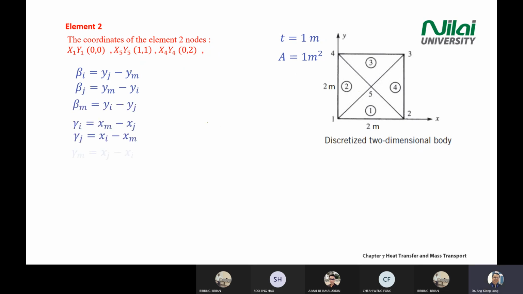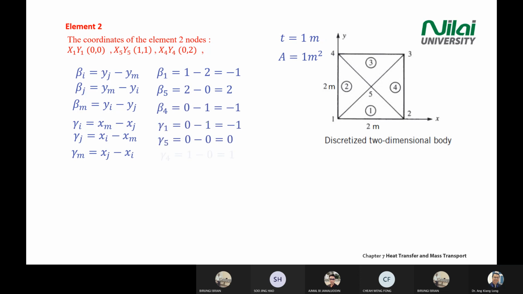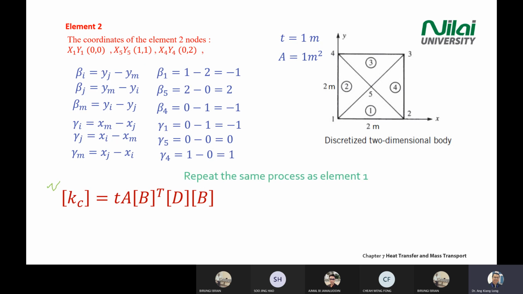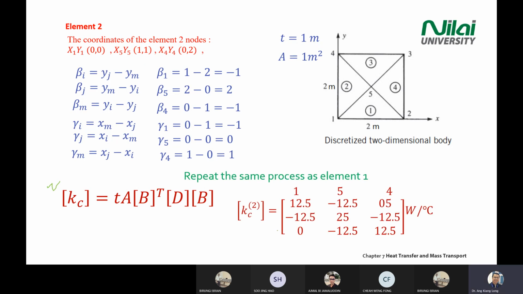Calculate beta, gamma, the area, and the thickness. Thickness is given. Again, use back the equation: Kc, conduction, equal to tA, B transpose D B. You repeat the same as in element 1. You substitute the values and use the online calculator to find the one that I show on the screen here. Kc number 2, label correctly in your answer.